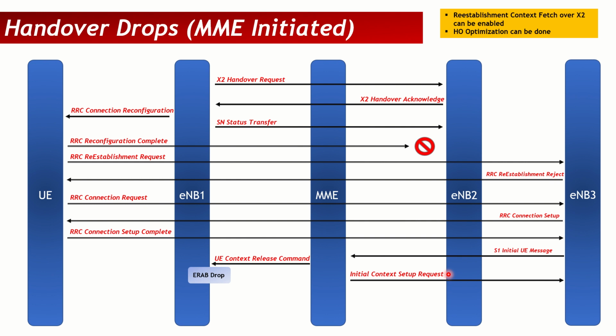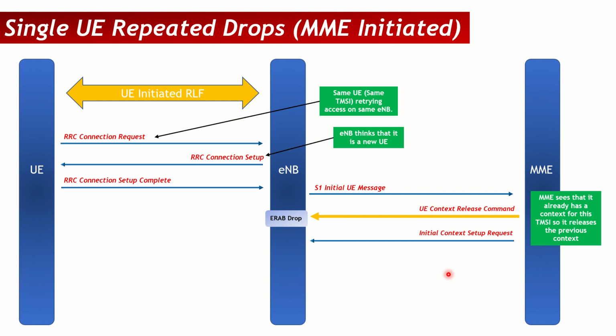Okay, another option can be a single UE causing repeated drops. It can be a single bad UE that can cause multiple drops. So this scenario can happen, and let's see what happens in it. Let's say a UE is connected to this eNode B. After some time it triggers an RLF.